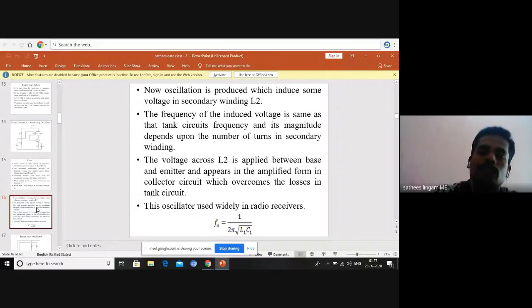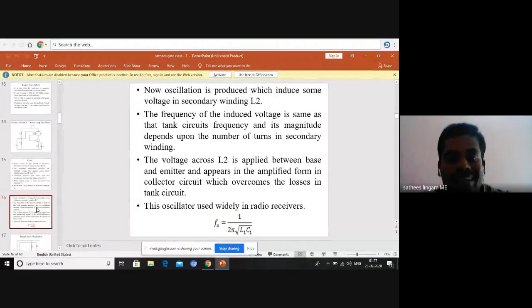Now the oscillation is produced, which induces some voltage in the secondary winding. Mostly such kind of oscillator we are using for radio receivers. Okay, oscillation is getting created, but we are not aware of what frequency it is having.